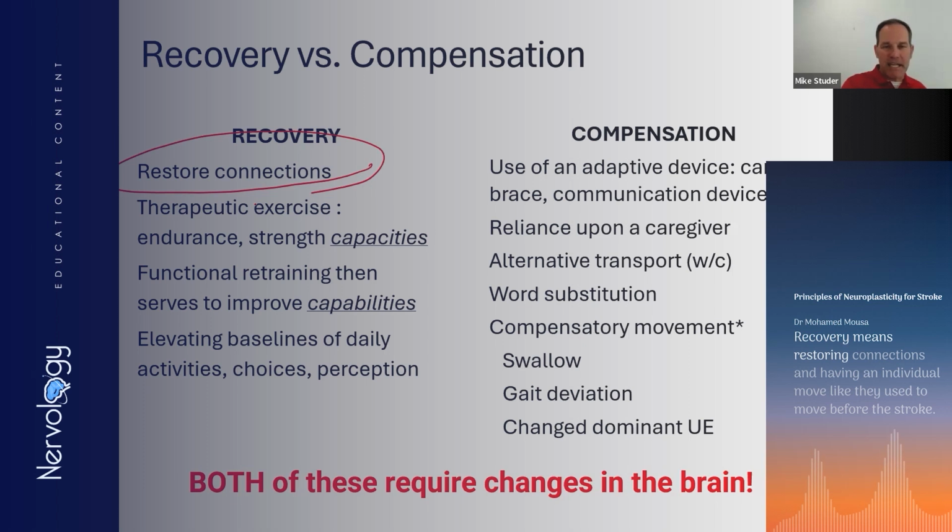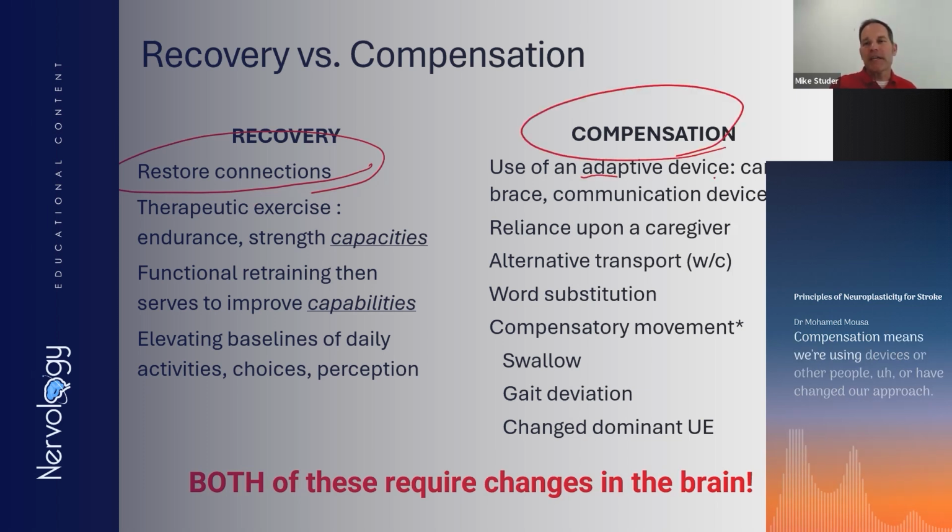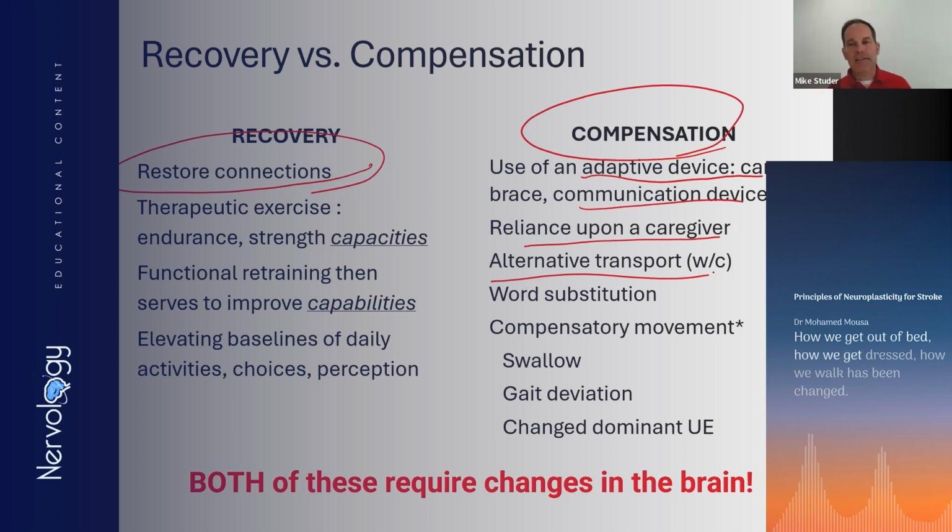Recovery means restoring connections and having an individual move like they used to move before the stroke. Compensation means we're using devices or other people or have changed our approach. How we get out of bed, how we get dressed, how we walk has been changed. Both of them will contribute toward independence, and both of them require learning, so both of them require neuroplasticity.